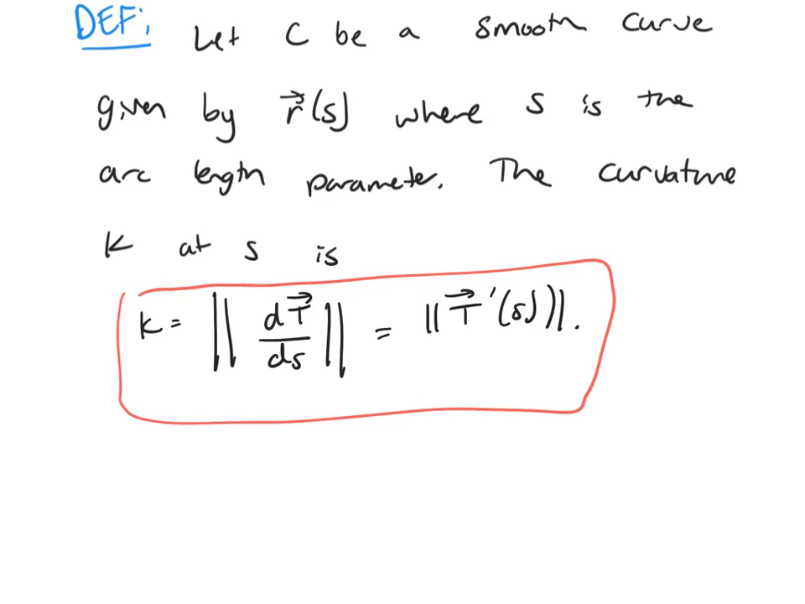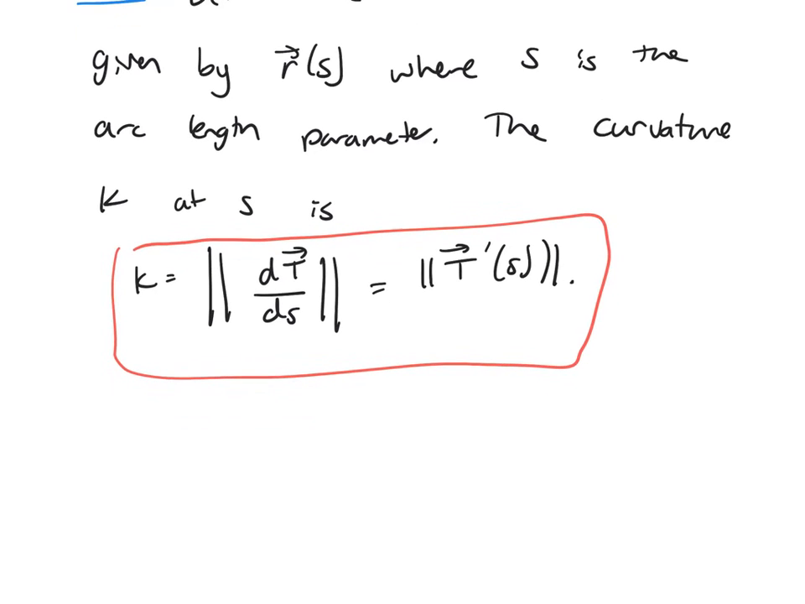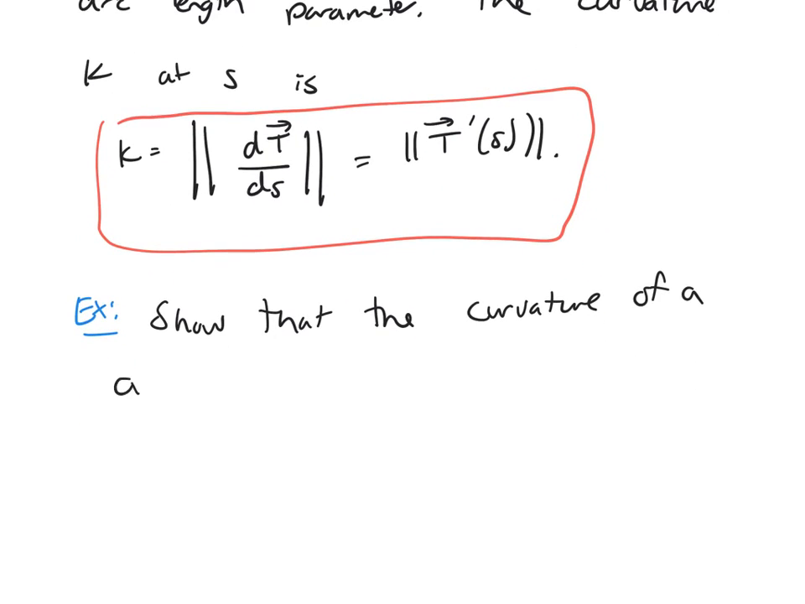So let's look at an example here. Show that the curvature of a circle of radius r is kappa equals 1 over r.